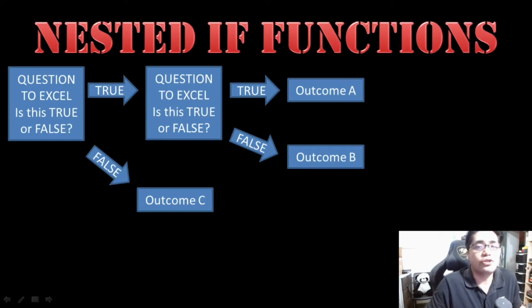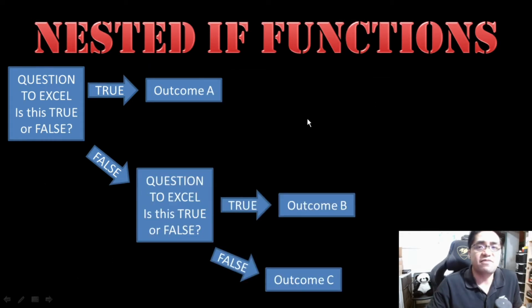Sometimes you need more than just one outcome, and if you have more than one outcome, therefore you're going to need Microsoft Excel to evaluate multiple logical tests. Just like what you can see on the screen right now. Here's one example. You have one question that you want Microsoft Excel to evaluate, and Excel evaluates it as true or false. If the first question turns out to be true, just like what you can see on the screen, then you ask Microsoft Excel to evaluate another question, which it will then evaluate as true or false. If the second question turns out to be true, then Microsoft Excel produces an outcome. If it turns out to be false, then Microsoft Excel produces another outcome. But if the first question turns out to be false all the while, then you have your third outcome.